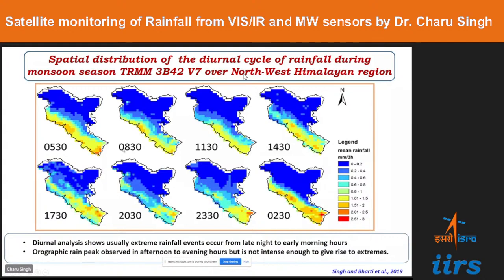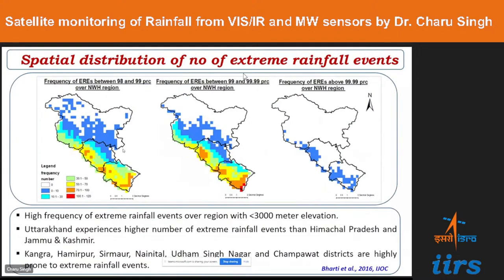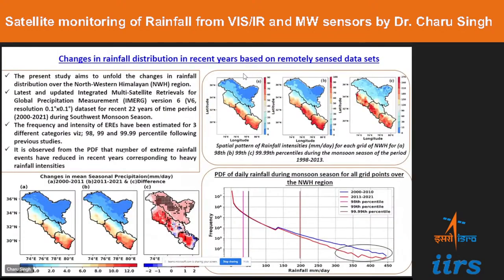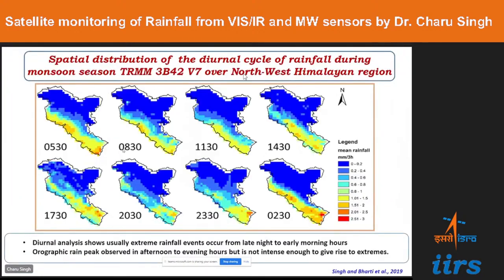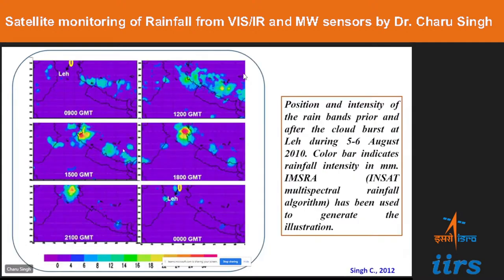To this information, add this distribution of extreme rainfall events: here we get the information about the intensity of the extreme rainfall events. From this figure, we get the information of the number of extreme rainfall events. And from the diurnal variability analysis, we get the time period during which we can experience the extreme rainfall events. So if we couple together all the information, we get very rich information based on the satellite data sets, specifically for the extreme rainfall events.